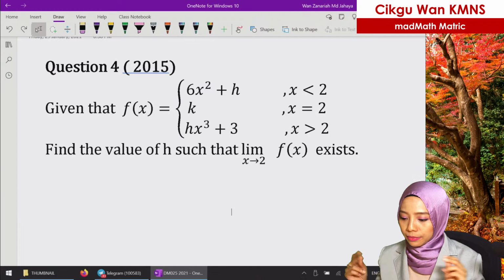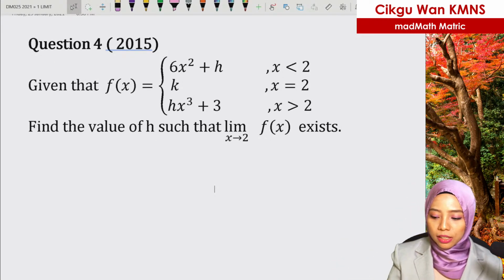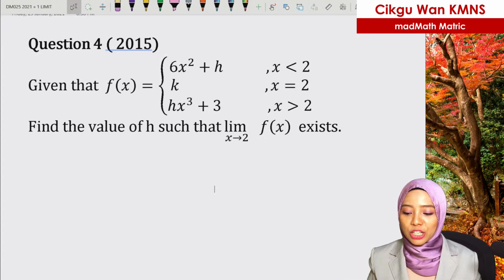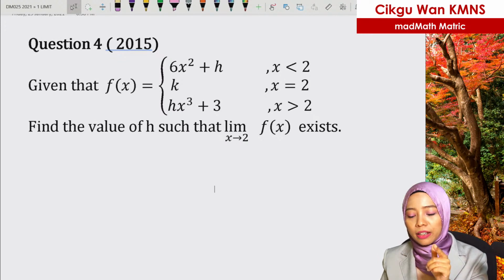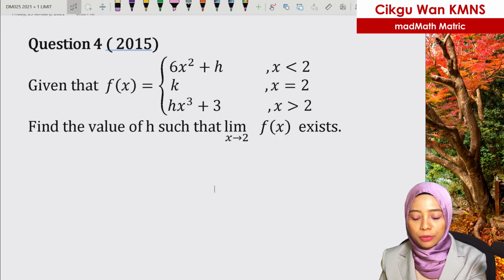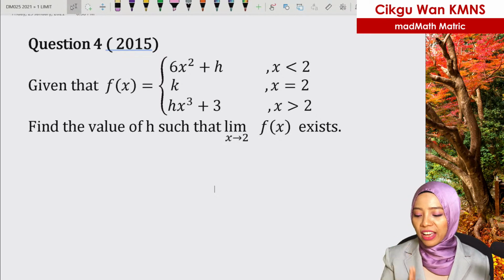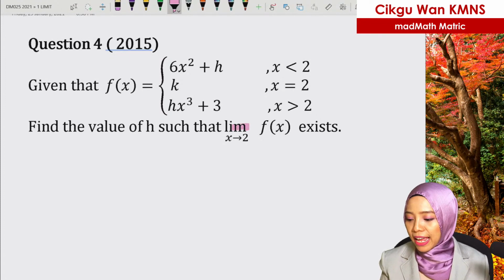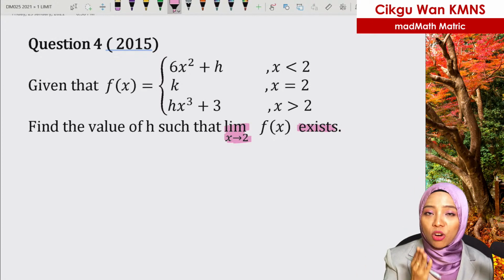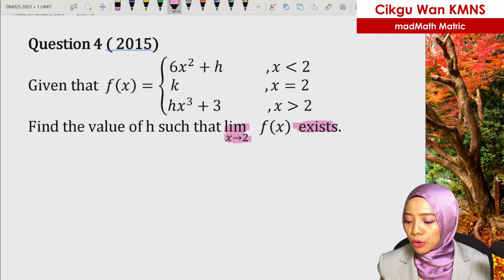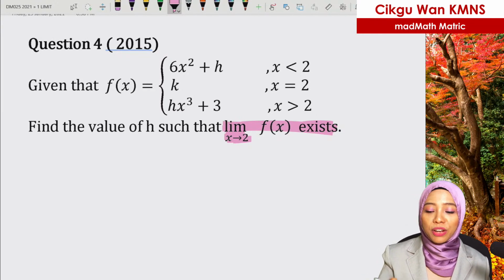Alright, let's check this question. Last one guys, last one. Please give extra attention for our last question, okay? Alright, question 4. This appears most of the years, but the one that I am taking is 2015. Find the value of h such that limit x approaching 2 exists. Now I ask you, is this a statement or question? This is a statement. You have to find h.